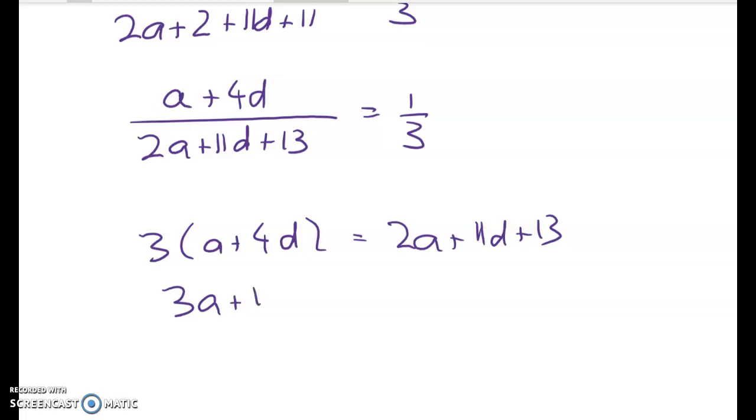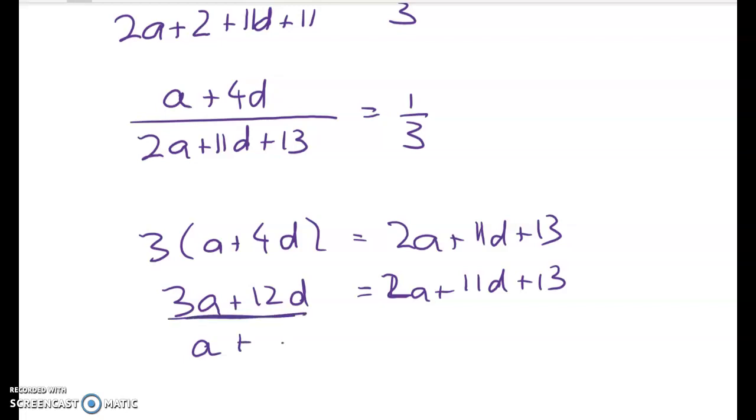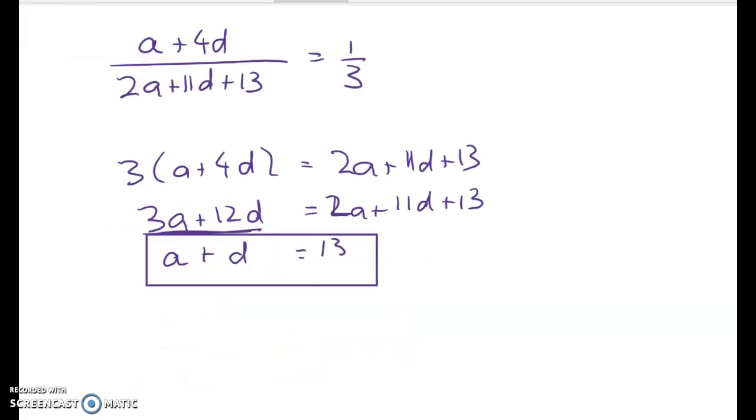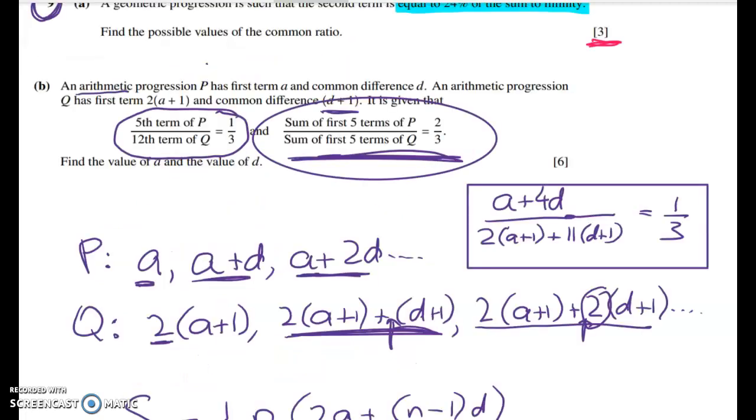So 3A plus 12D is equal to 2A plus 11D plus 13. So if we clean that up, we get A. Let's just do it as an A's and D stuff over here. So A plus D is equal to 13. Right, so that's going to be the first of my 2 simultaneous equations. So let's go back now to that question and see what we've got to do with this next bit.